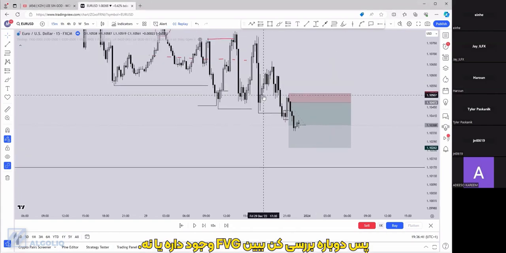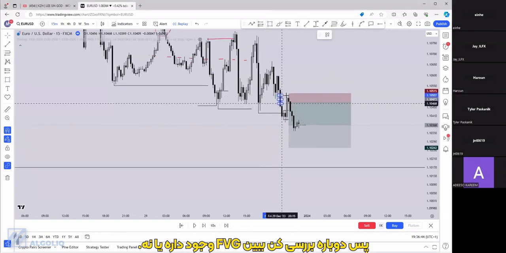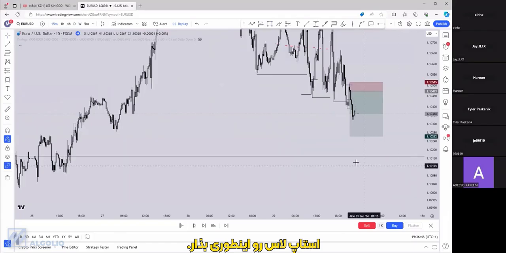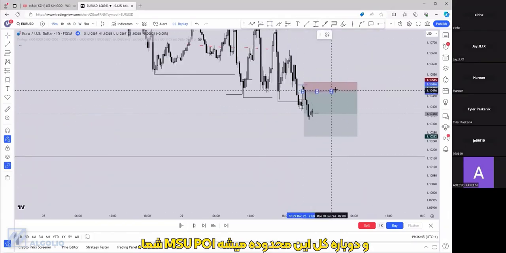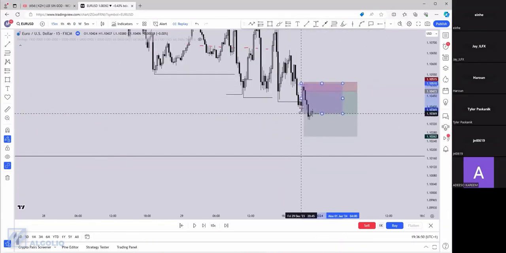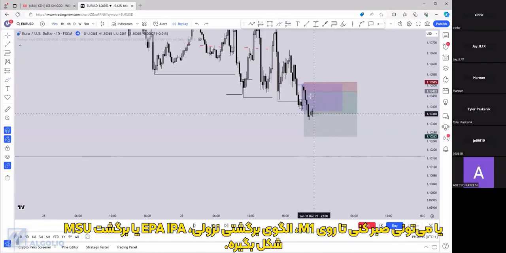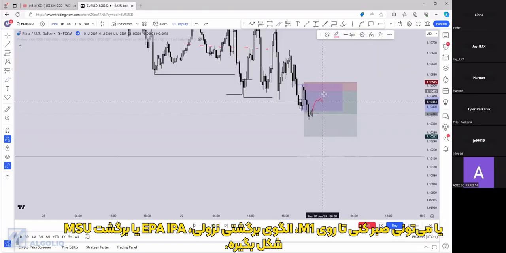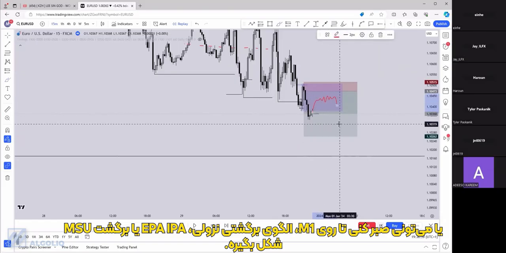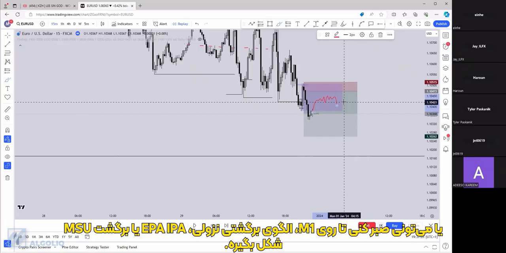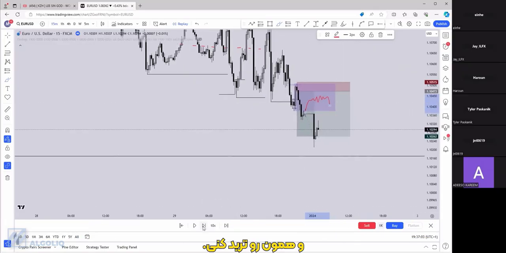Okay, so again, check there's FEG, there's no FEG, stop loss like this, and this again becomes your MSUPY, this whole range. And you can put a limit, you can execute a sell whenever you want, or you can just wait for M1 bearish reversal pattern, EPA, IPA, or MSU reversal, and you can trade that.